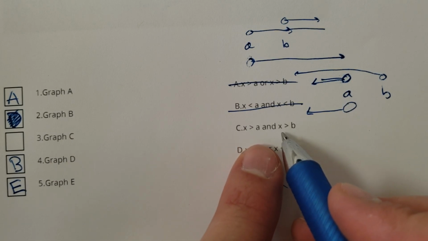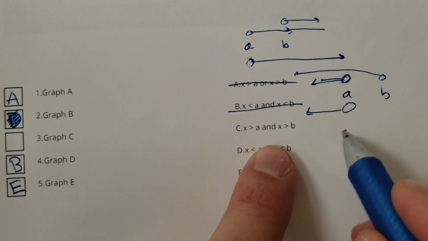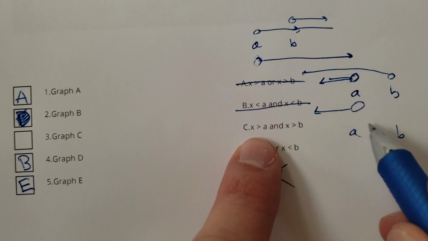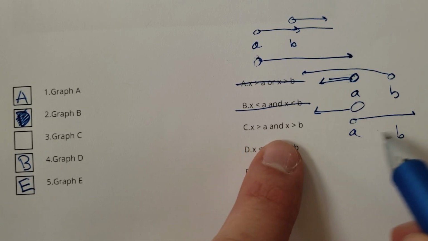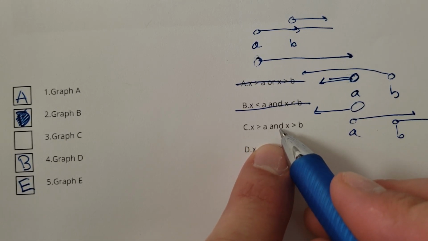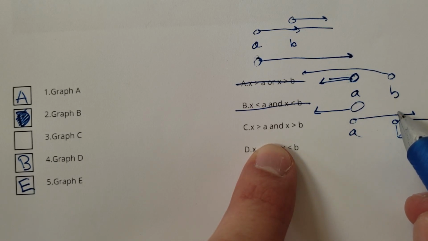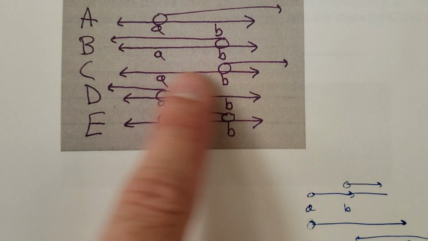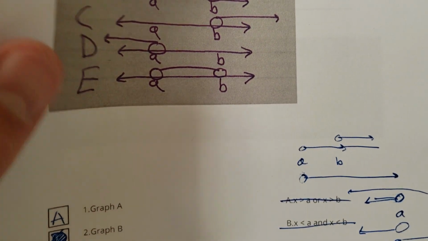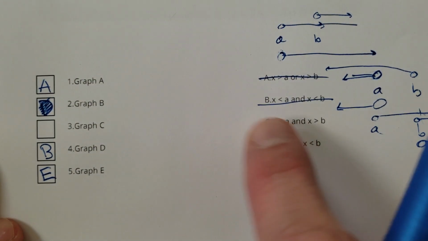X is greater than A, and X is greater than B. So let's go ahead and make a quick sketch. X is greater than A. X is greater than B, and it says and, so we can only start graphing where they overlap, where they start overlapping right there. So the final answer will be an open circle going to the right on B, and that is graph C. So you are graph C.